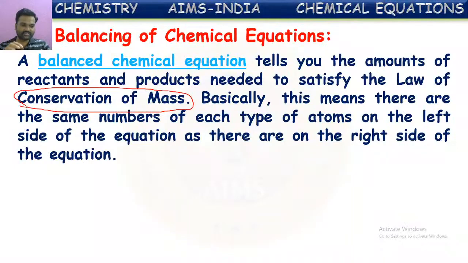A balanced equation is also known as a stoichiometric equation. So basically this means there are the same number of each type of atom on the left hand side and the right hand side of the equation. Yes, a balanced equation means the number of atoms of all the elements on both sides is the same.